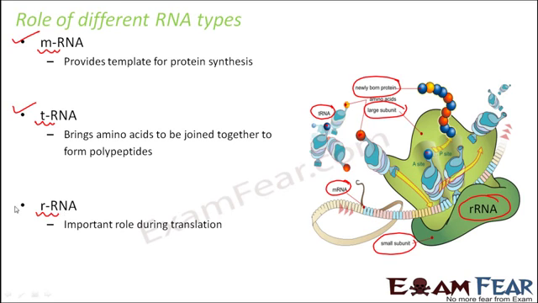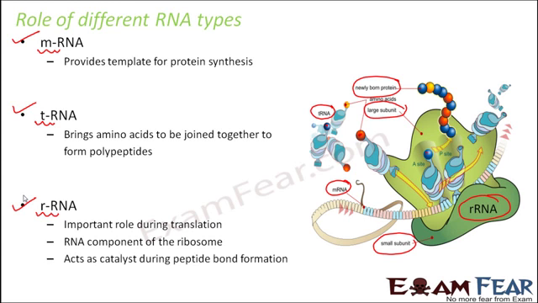So these are the three types of RNA. Once you have this brief idea about the three RNAs, that is mRNA, tRNA and rRNA, it will become easier for you to understand further the process of transcription as well as translation. rRNA is a part of the ribosome, the RNA component of the ribosome, and hence it is called ribosomal RNA. It acts as a catalyst during peptide bond formation, and it takes place in the larger subunit of ribosomes.